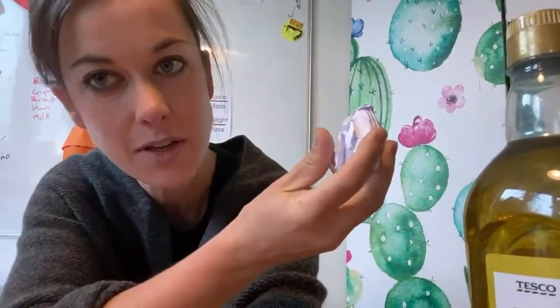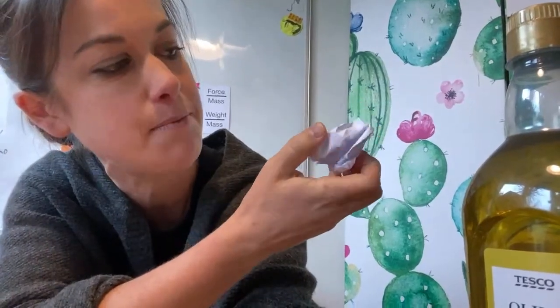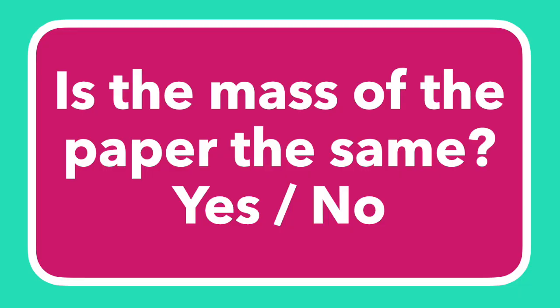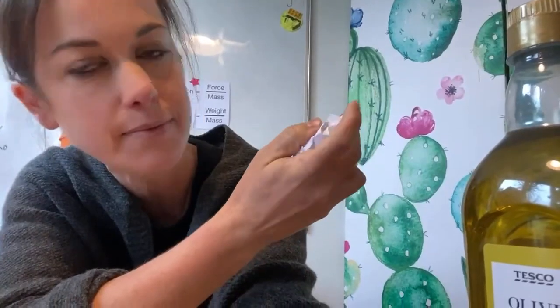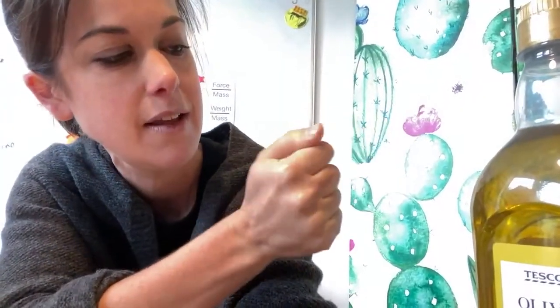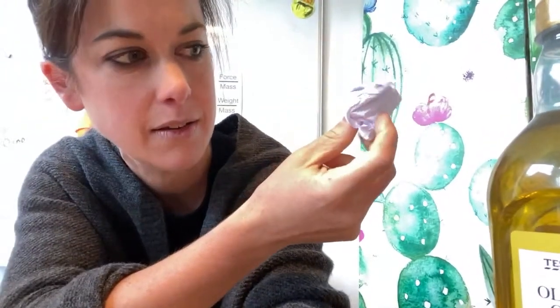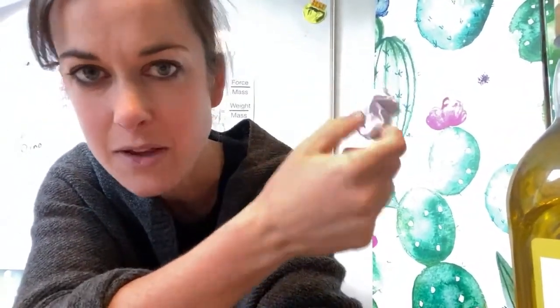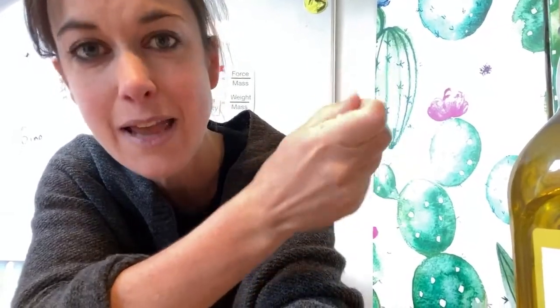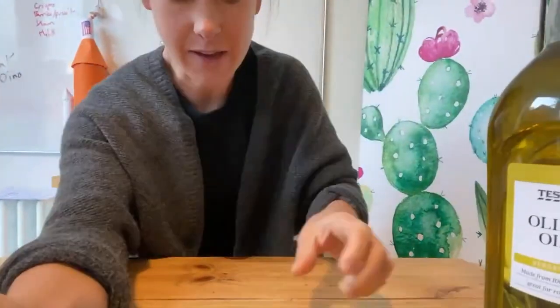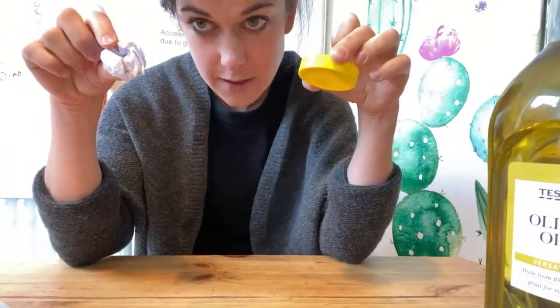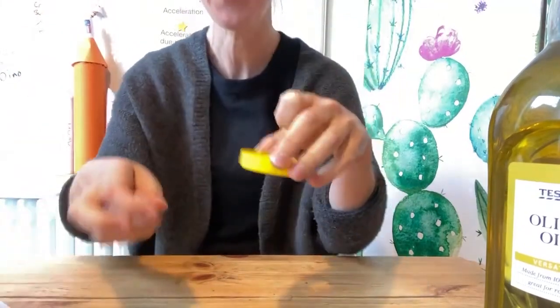So we've scrunched up the paper. Is the mass of the paper the same? Yes, it is, isn't it? Is the weight of the paper the same? Yeah, the shape of something doesn't affect its weight or its mass, does it? So it's the same heaviness as it was before. What do you reckon? Which one's going to fall first? Same as before? Lid fall first? Paper fall first? At the same time? Let's see. You ready?